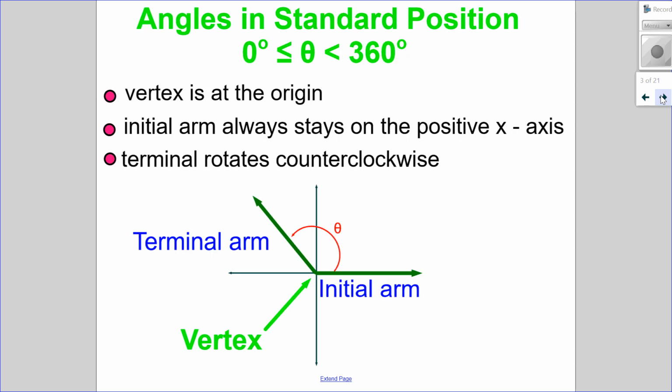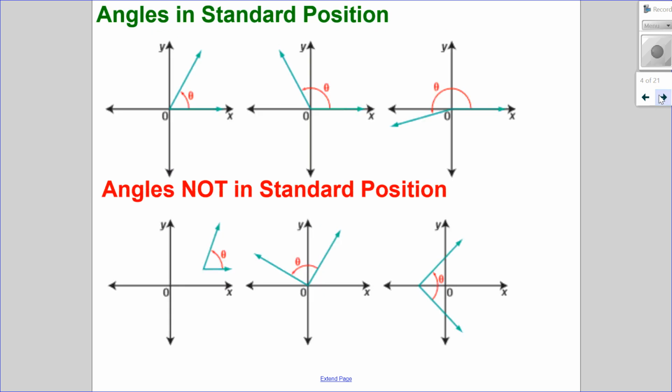Now we're going to be talking about angles in standard position. So an angle in standard position has the vertex at the origin, the initial arm always on the positive x-axis, and it is the terminal arm that rotates counterclockwise throughout the coordinate grid. So here's some examples of angles that are in standard position. So those again are formed by having a vertex right at the origin, an initial arm right at the x-axis, and the terminal arm which moves around.